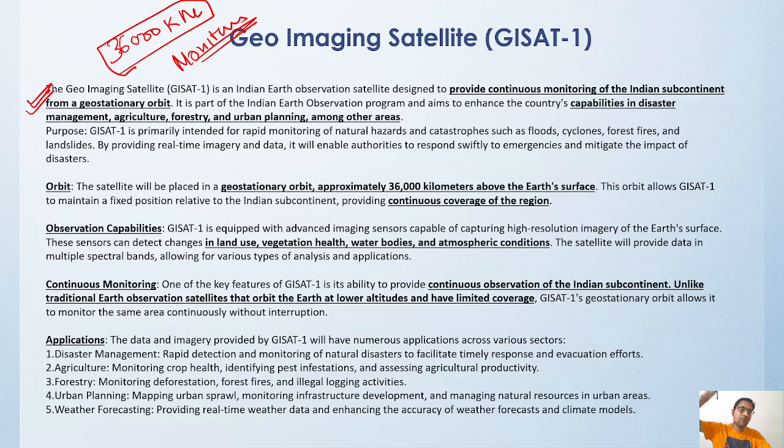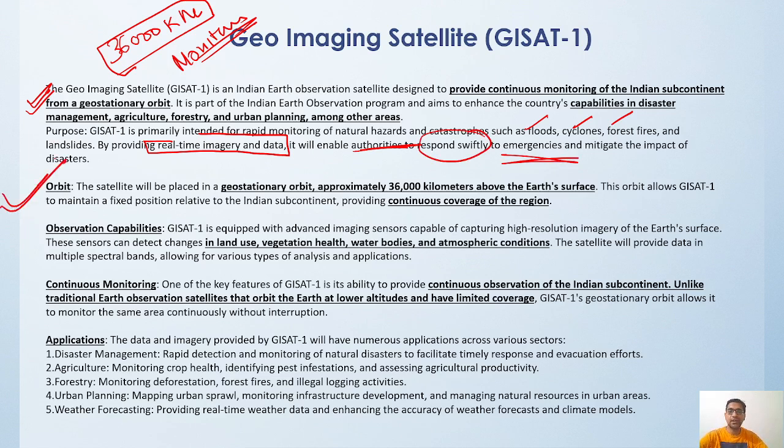It will be measuring from the very top, so it will provide much more coverage from a single place. It will be monitoring floods, cyclones, forest fires, landslides. It will be providing real-time imagery data. Because of this geoimaging satellite, authorities will be able to swiftly respond to emergencies and mitigate any kind of impact. That is why we keep it in a geostationary orbit, 36,000 kilometers above, at a fixed position, so it provides continuous coverage of that particular region.